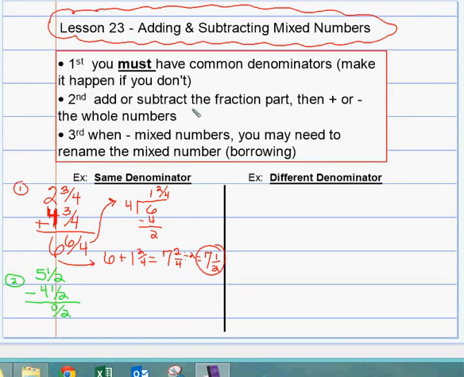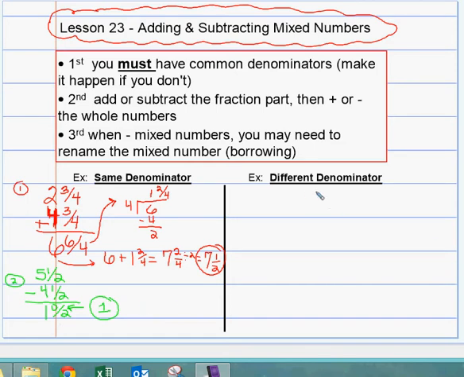I'm going to look back up here. What do I do? Second, add or subtract the fraction part. We did that. Then add or subtract the whole number. So I need to take 5 minus 4 and get 1. Now, when you don't have any parts, you don't have to draw that arrow. When you have no fractional parts, then don't write the fraction. When that numerator is 0, ignore that fraction altogether, because that's just 0, and 1 plus 0 is just 1.